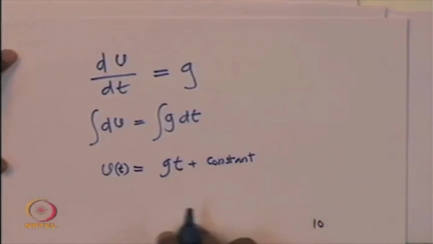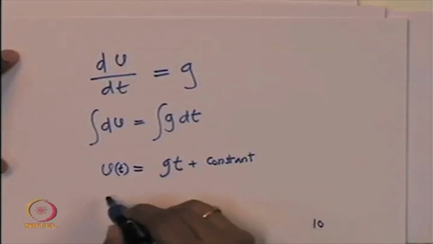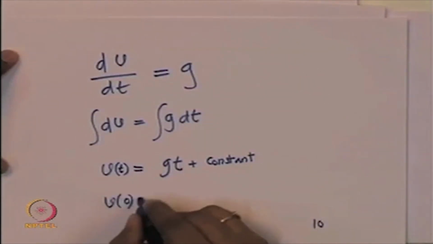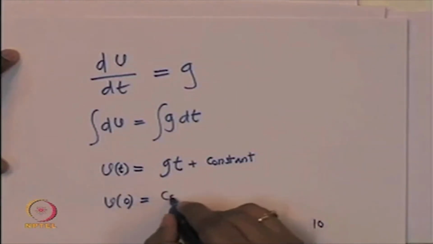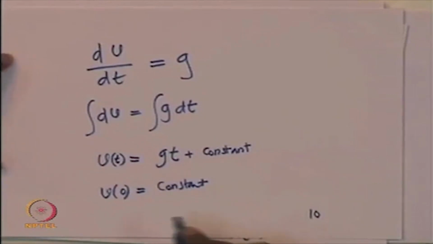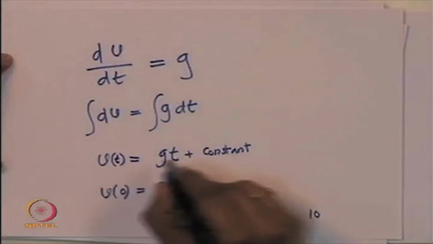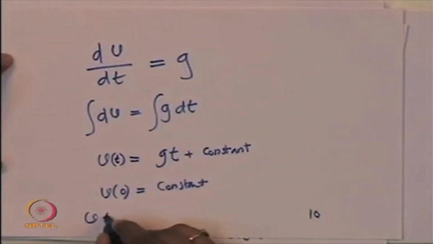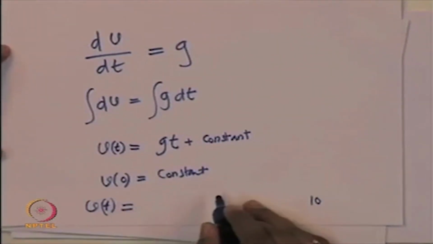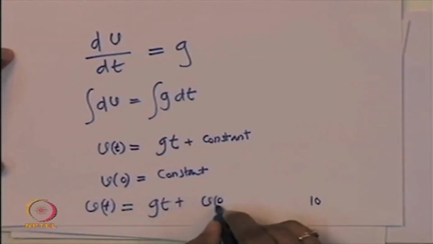Now, how do we calculate this constant? Put time equal to 0. At time equal to 0, what do you have? V of 0, that is v at time equal to 0, is this constant. So essentially, you substitute this back in the above equation. Then you get v of t is equal to g t plus v of 0.